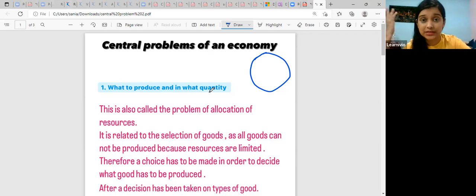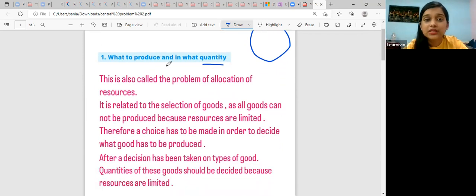Because for example, you said pizza and your brother and father said, I want to eat burger. So basically I have to prepare one pizza and two burgers, right? So quantity also matters, like how much. So what to produce and in what quantity. Now we have three problems. First we will understand the alternative names. Everyone has a nickname, right? So first we'll understand what it is also known as, the other name of this problem. So what to produce and in what quantity.